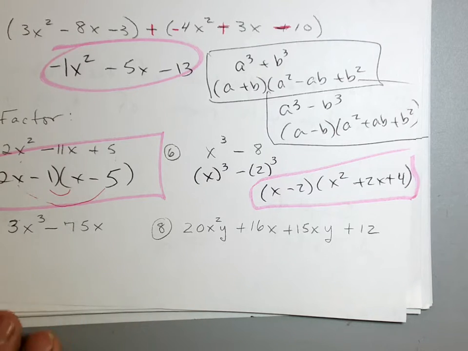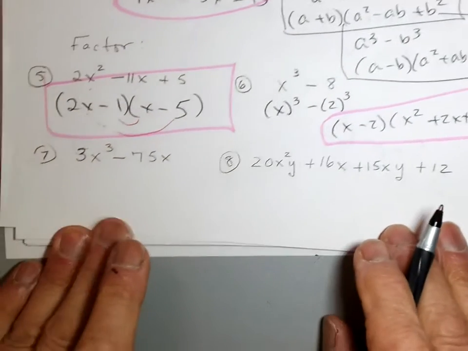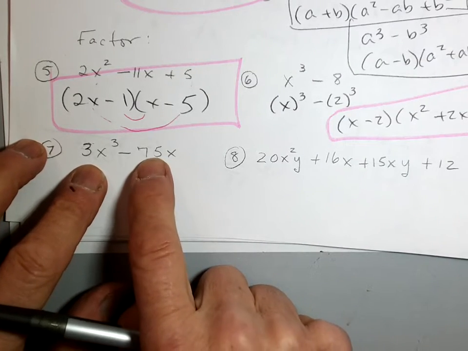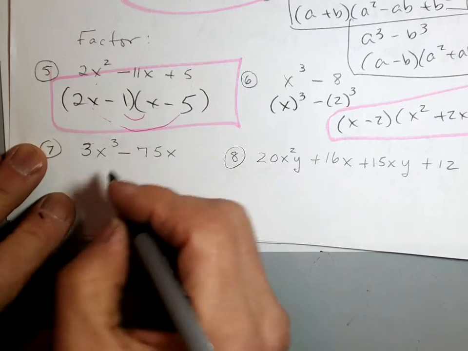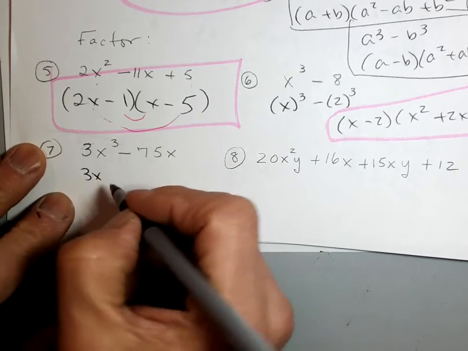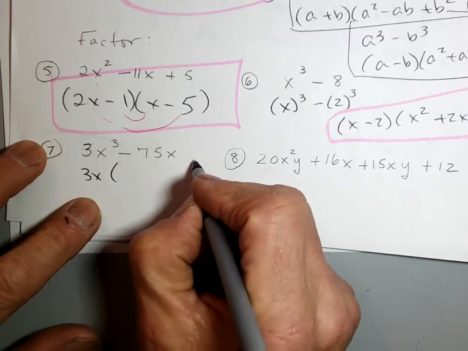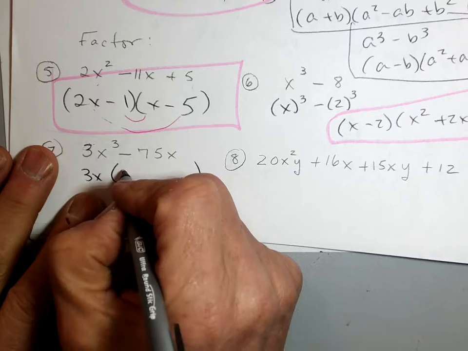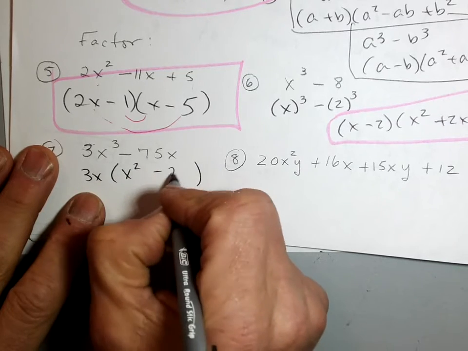All right, number 3. Okay, we're going to factor. So I see that they have a 3 in common, a multiple of 3, and an x. They have a 3 and an x in common. So factor out that 3x, okay? When I factor out the 3x, I'll have an x squared minus 25 left over.